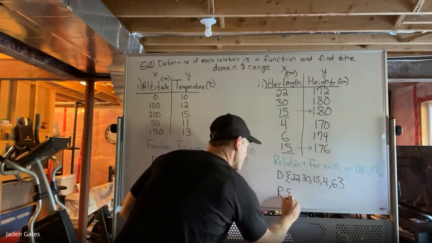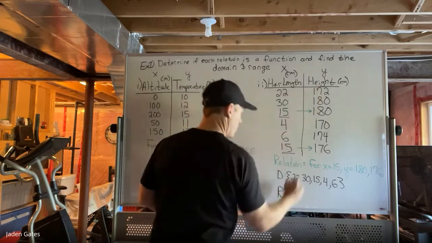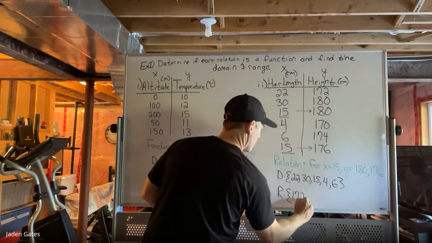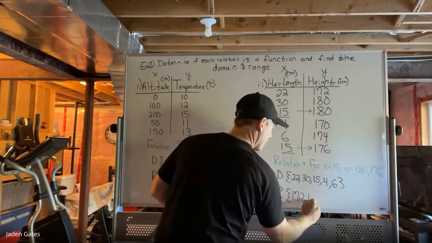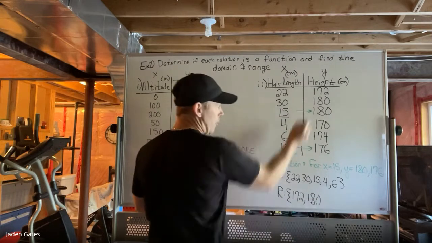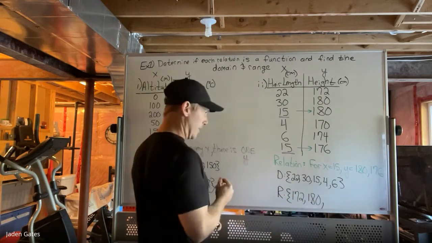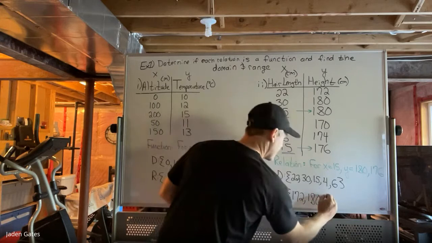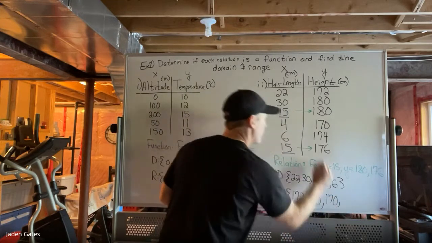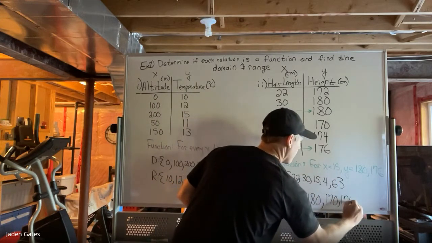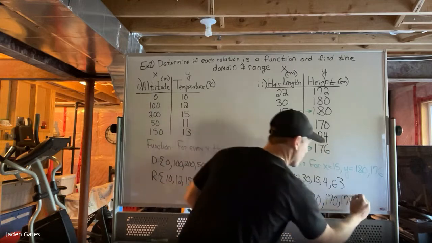Range, same idea. Possible y values. So we have a 172. We have a 180. We already had a 180. We already wrote that, so I'm not going to write it again, as I mentioned. 170, 174, and a 176.